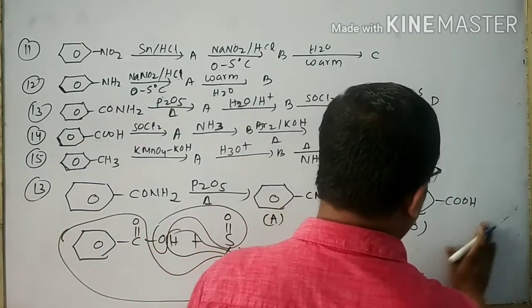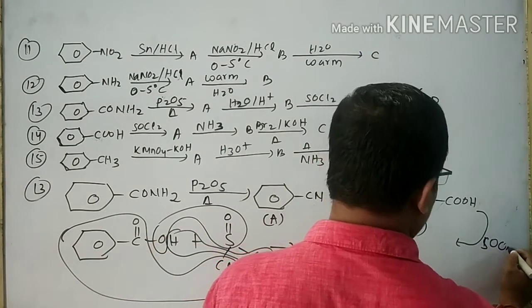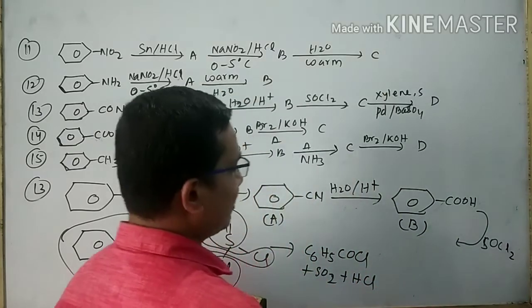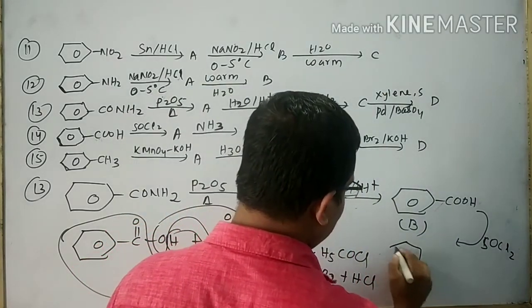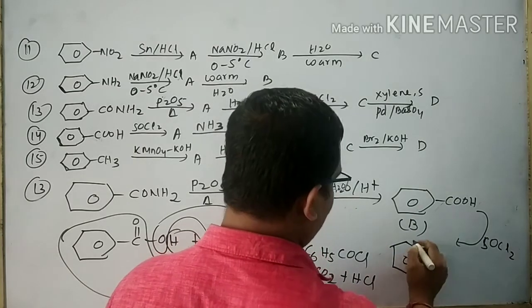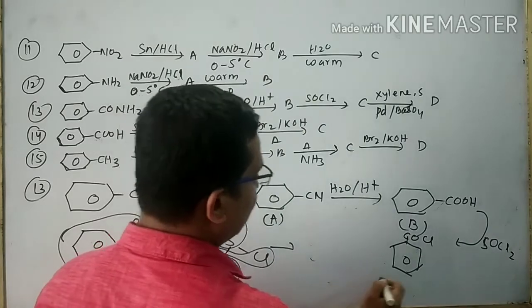So when B is treated with SOCl2, then the product C is formed as acid chloride. That means this is your C product. This is considered as the C product.